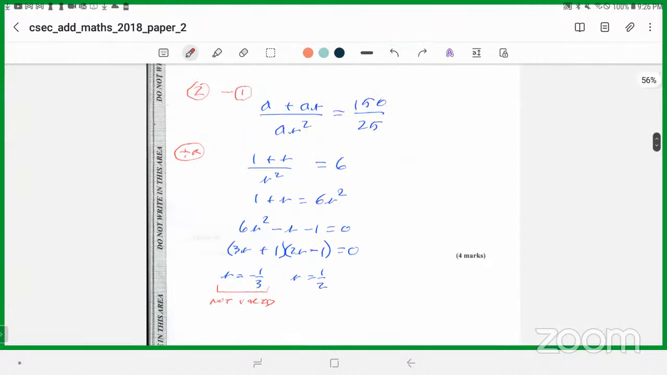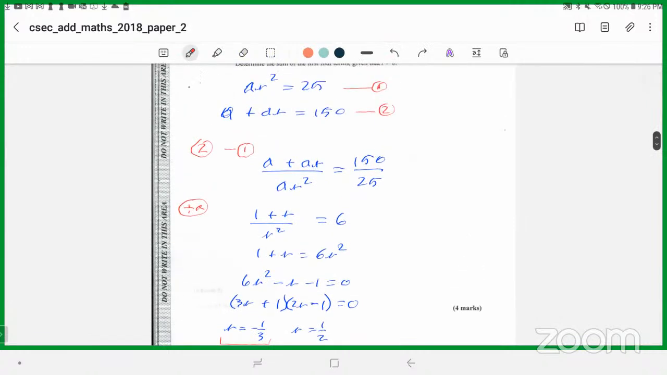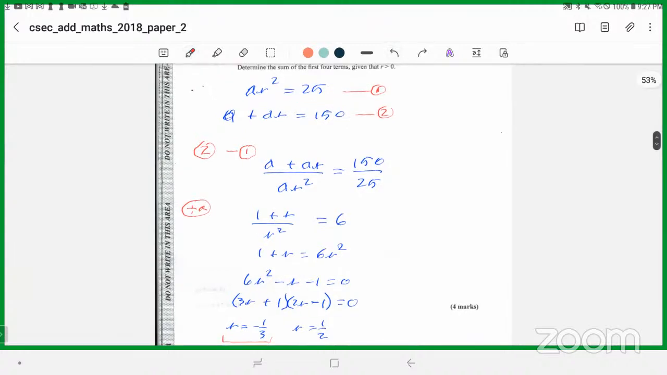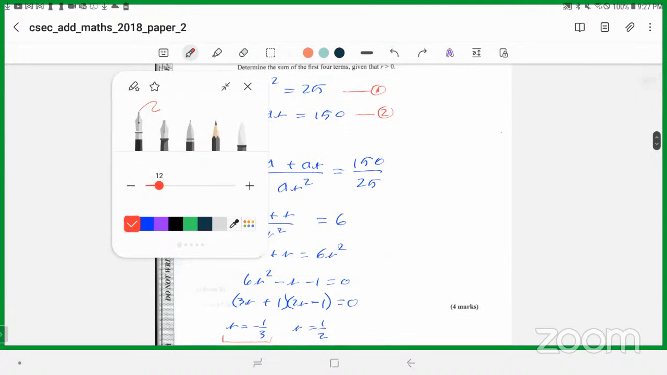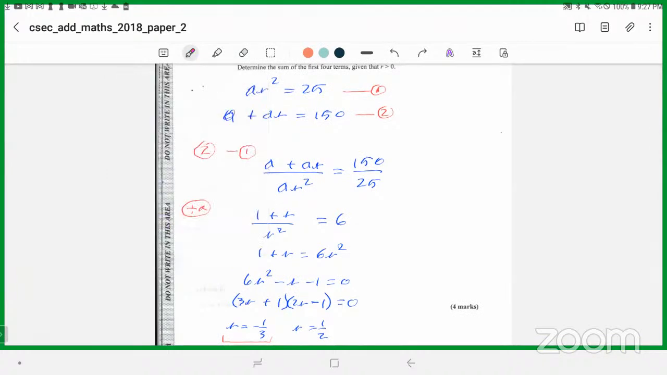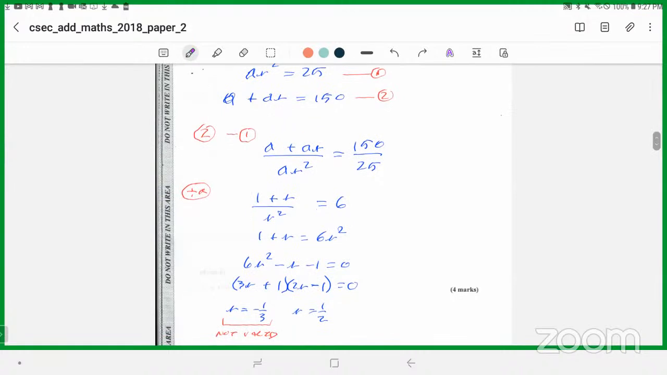Now, they want the sum of the first four terms. We basically have the sum of the first three terms already, right here, because this is the sum of the first two, and this is the third one. So all we really need is a fourth term. The fourth term is obtained by multiplying the third term with the common ratio. So for the sum of the first four, we don't need to use a formula this time, right? Let's do it right here.